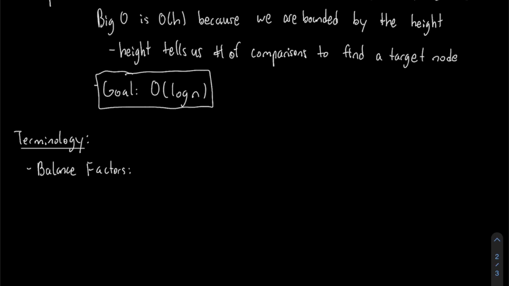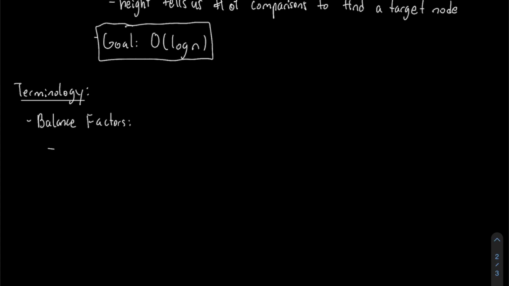And so I know a lot of people, when you go online, they'll label the balance factors as heights, or how much each node differs in terms of height. I don't really like to do that. I'm more of a visual learner. So what I tend to do is I label them with forward slashes or backslashes. And so a forward slash is going to denote a left heavy tree.